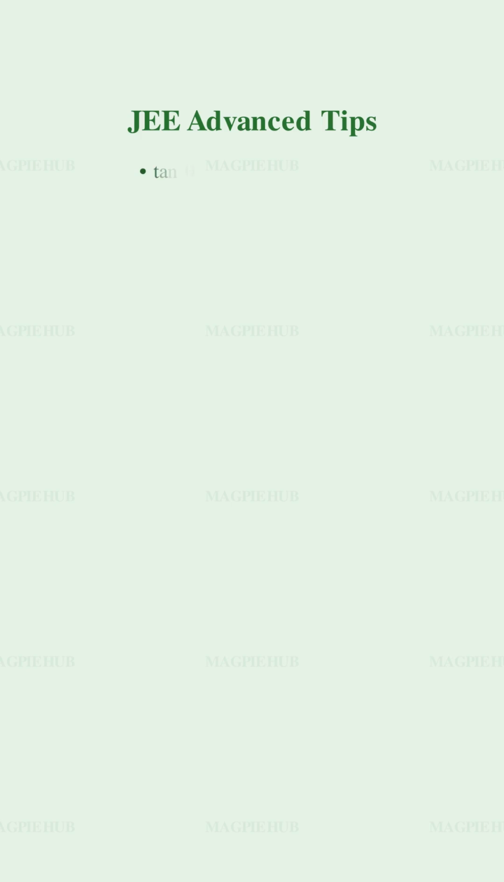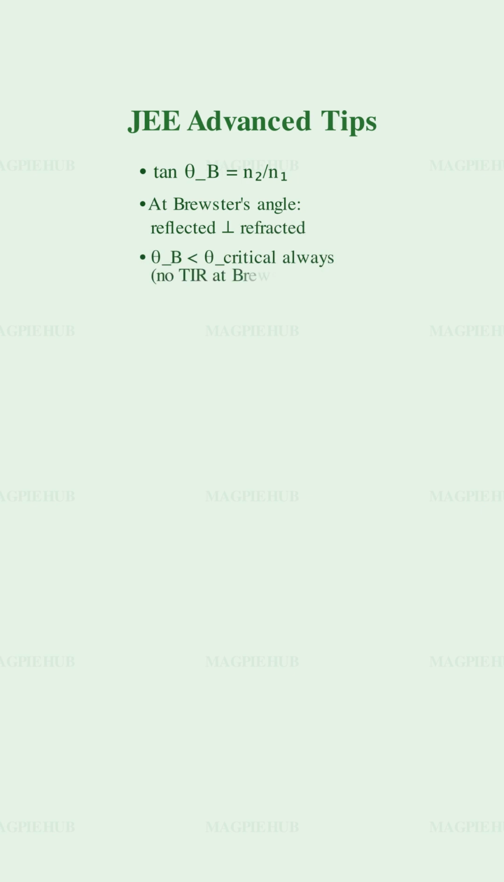Exam tip: Brewster's angle problems are very common in JEE Advanced. Remember that tangent of Brewster angle equals the ratio of refractive indices, specifically n2 over n1, where n1 is the medium of the incident ray. At Brewster's angle, reflected and refracted rays are perpendicular to each other. Also, for glass-to-air interfaces, Brewster's angle is always less than the critical angle, so total internal reflection does not occur.